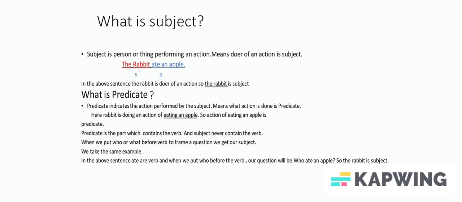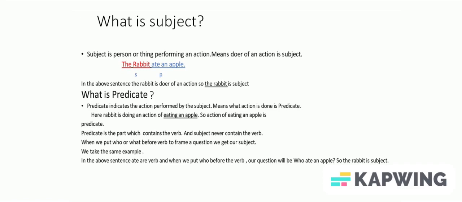What is subject? Subject is the person or thing performing an action, means the doer of an action is subject. The rabbit ate an apple. In the above sentence, the rabbit is the doer of an action, so the rabbit is subject.